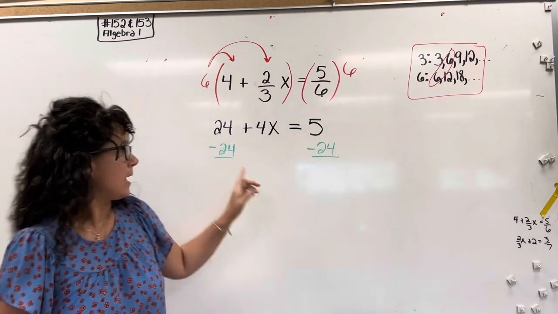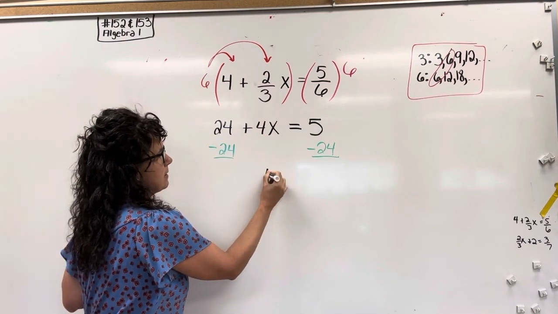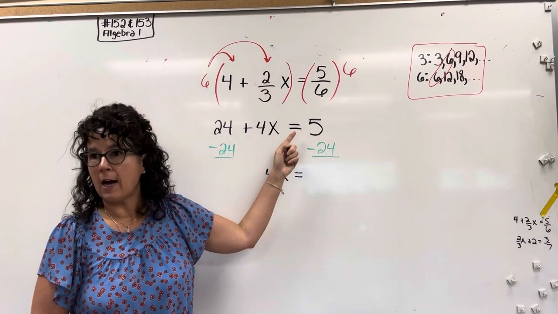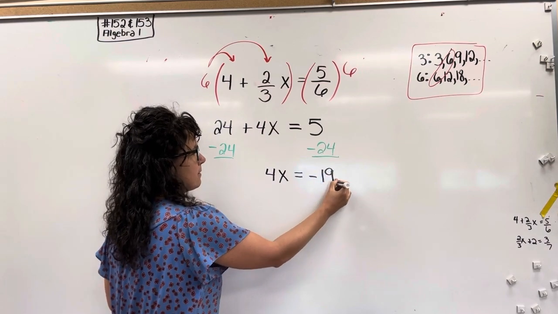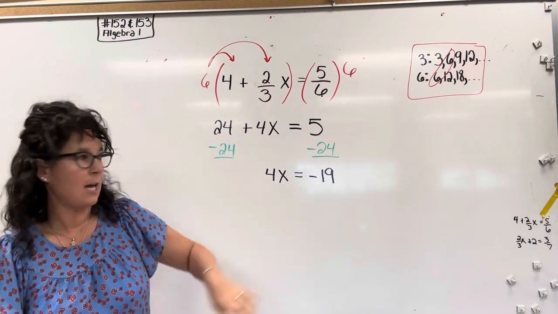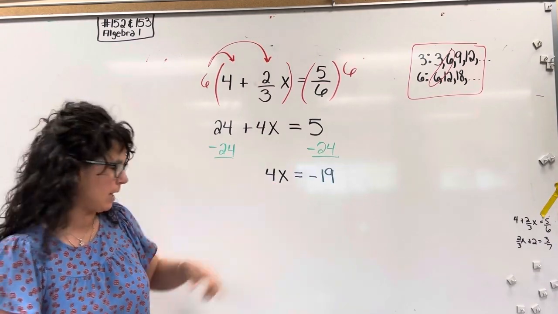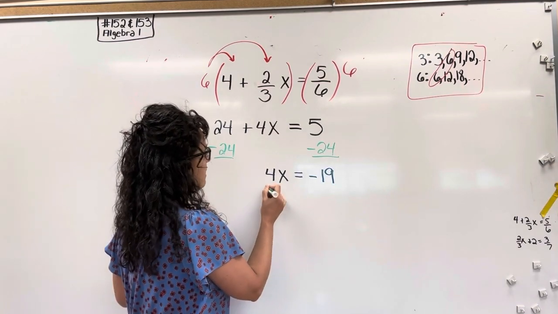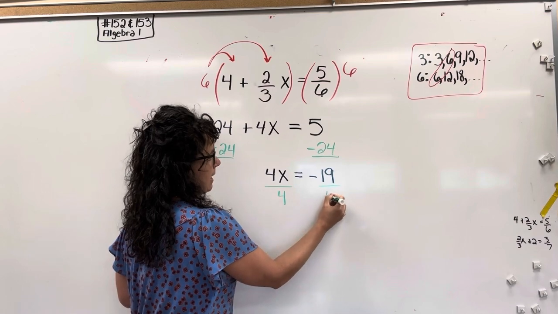On the left side, once I've gotten rid of the 24, I still have 4x. Okay, let's bring down that equal sign. And then 5 minus 24 is negative 19. Our last step, we're looking to see what's happening to the x, and it's getting multiplied by 4. So let's get rid of the multiply by 4 by dividing by 4. What I do to one side, I do to the other.